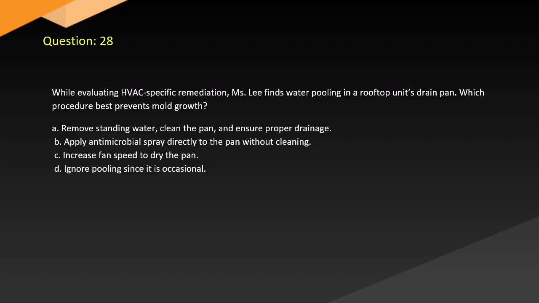Question 28. While evaluating HVAC-specific remediation, Ms. Isley finds water pooling in a rooftop unit's drain pan. Which procedure best prevents mold growth? A. Remove standing water, clean the pan, and ensure proper drainage. B. Apply antimicrobial spray directly to the pan without cleaning. C. Increase fan speed to dry the pan. D. Ignore pooling since it is occasional.